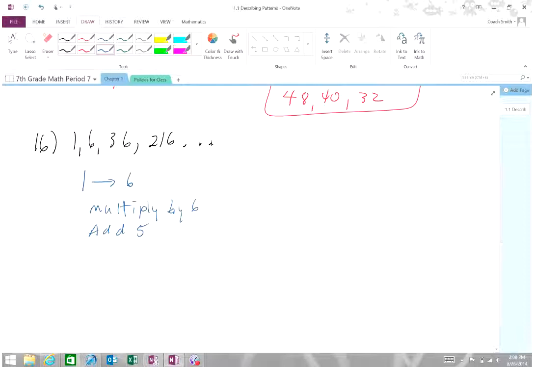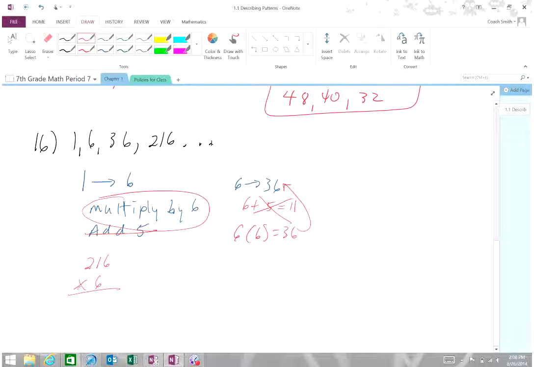What I need to test, though, is if I do 6 and I want to go to 36. Well, what is 6 plus 5? 11. So that can't be correct. What is 6 times 6? 36. So that does match. So this one's not. Multiplying by 6 is my pattern. Now I have to figure out the other 3 numbers. So I start with 216 and I multiply by 6.